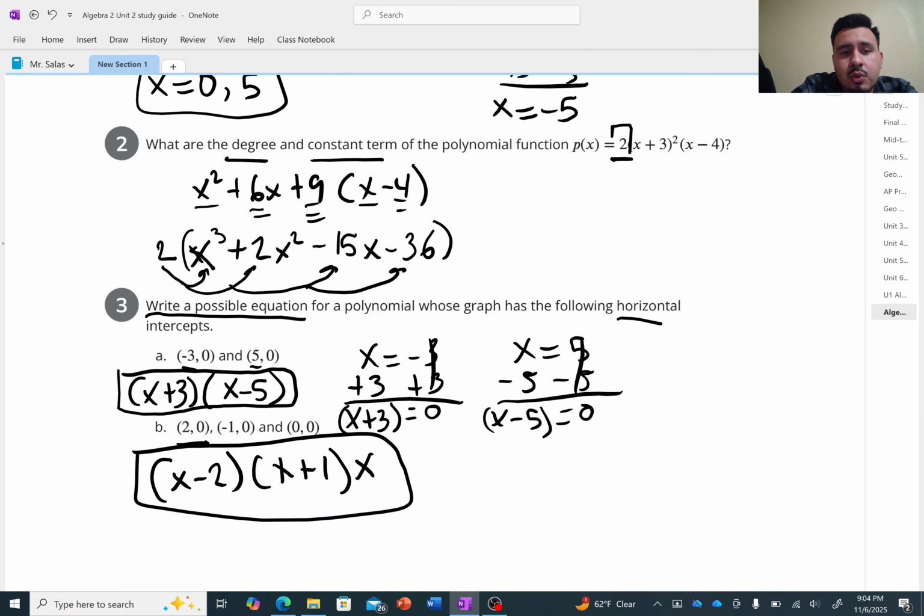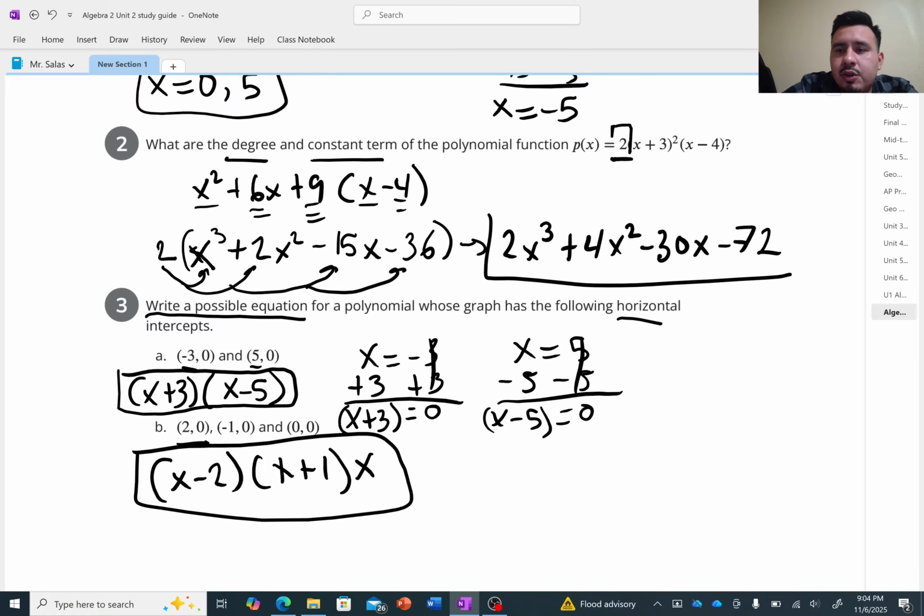So now 2 times x cubed, that's going to be 2x cubed plus, what's 2 times 2? That's 4. That's 4x squared. 2 times negative 15, that's going to be negative 30x. And then 2 times negative 36, that's going to be negative 72. This right here is your final answer. You should be able to do this on your exam. This is very important.